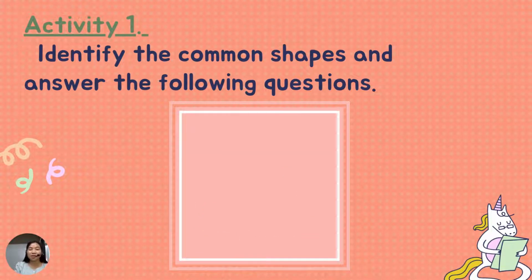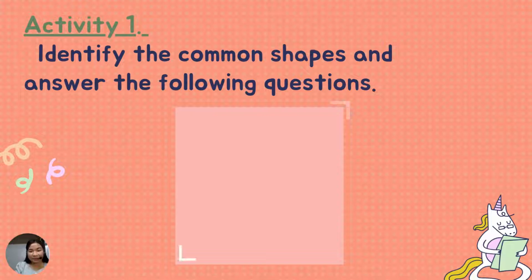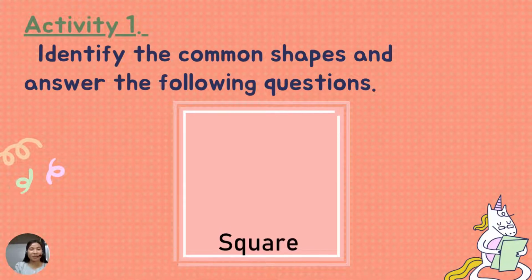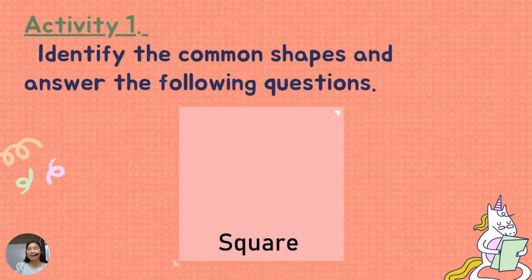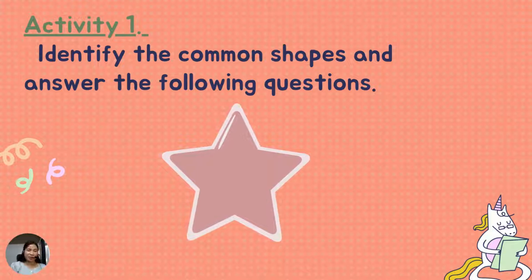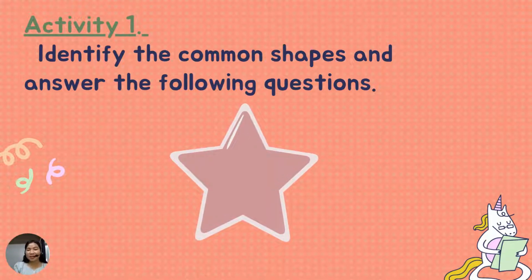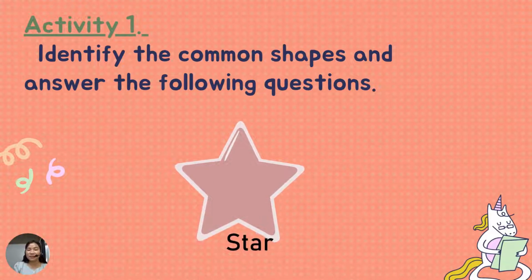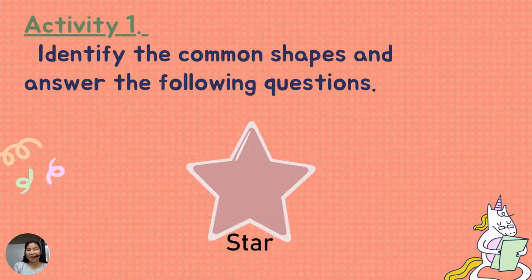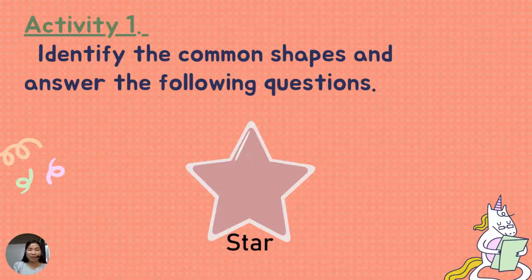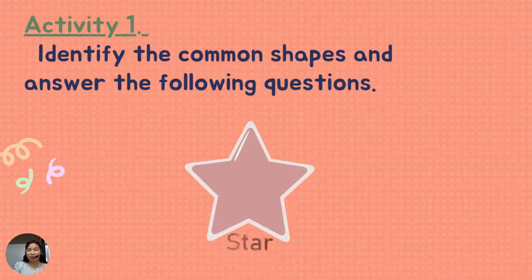Now let's move on. What shape is shown on your screen? This one is a square. Very good. Next, how about this one? This one is a very familiar shape, which is a star. Correct. It is a star. Now, after identifying those shapes, let us answer the following questions.